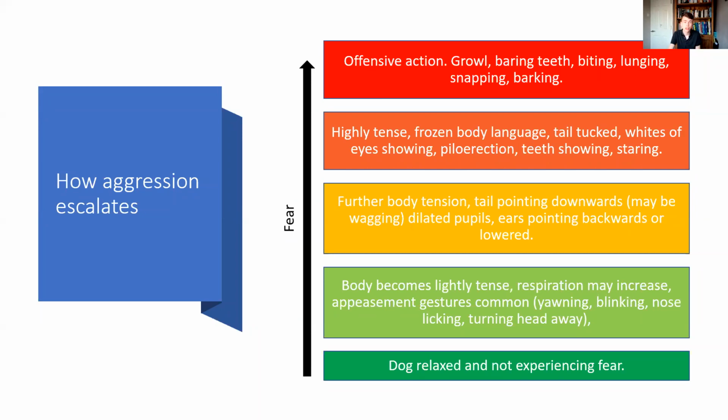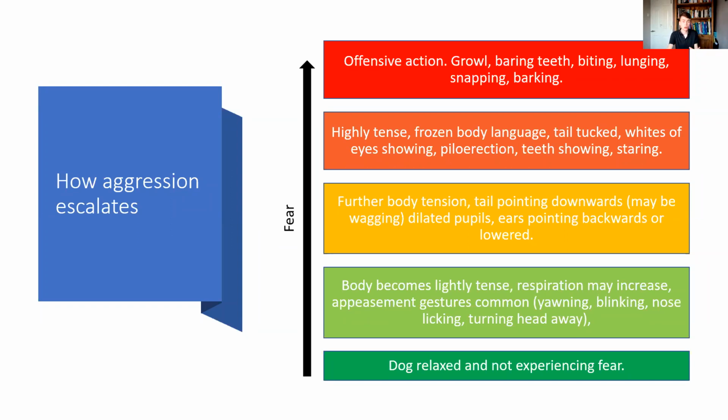And then as that fear starts to increase, we might see some further body tension. So maybe the tail pointing downwards. It might potentially be wagging as well. A wagging tail doesn't necessarily mean a dog's not experiencing fear. It just means they're in a state of arousal. So dogs can wag their tail when they're happy because they're excited and aroused, or they can wag their tail when they're stressed or scared because they might be stressed and aroused or fearful and aroused. Looking at their pupils as well, looking out for those dilated pupils, ears pointing backwards or potentially lowered.